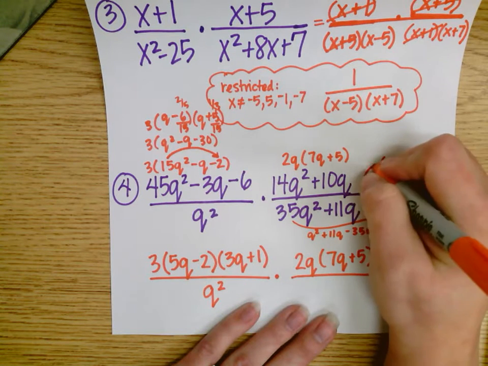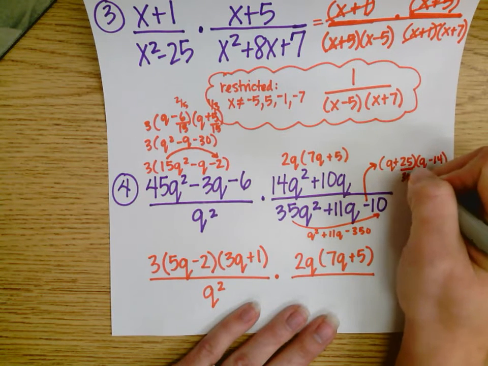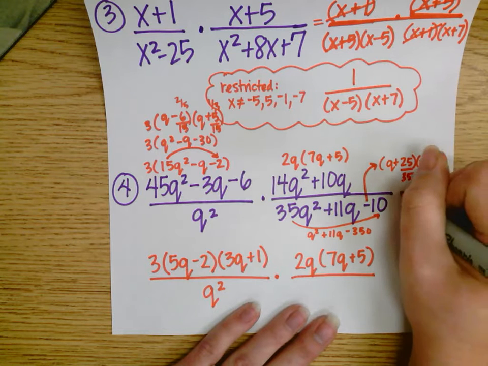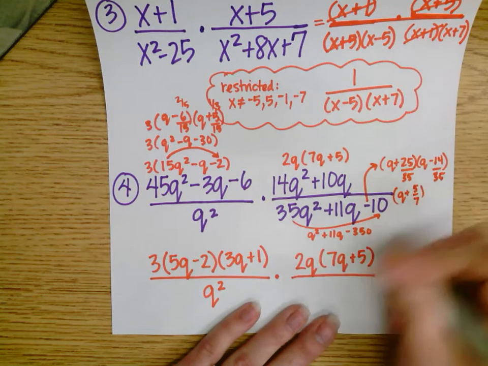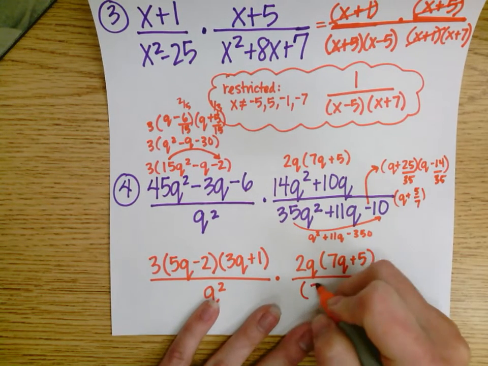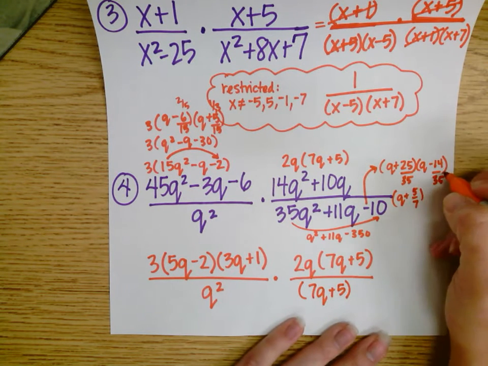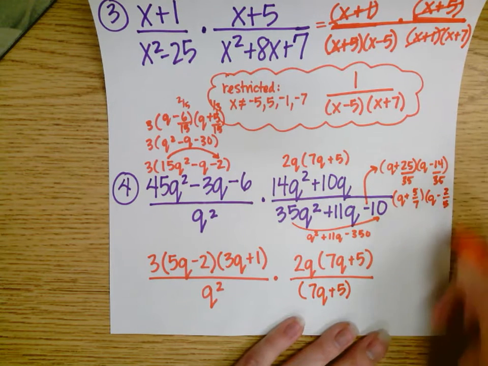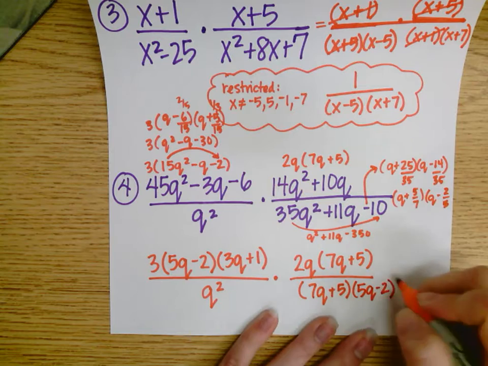So I'm factoring this up here because I need room. I'm going to divide by 35. And I'm going to reduce this fraction. So 25 over 35, I can divide by 5. So 5 over 7. So that makes this 7q plus 5. And then divide by 7, so q minus 2 over 5, so 5q minus 2. Alright, so I've got it all.